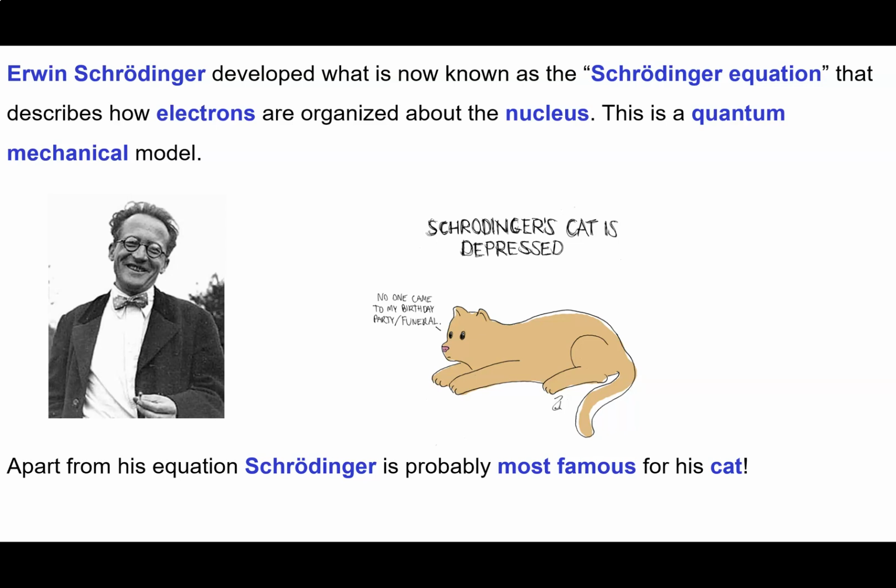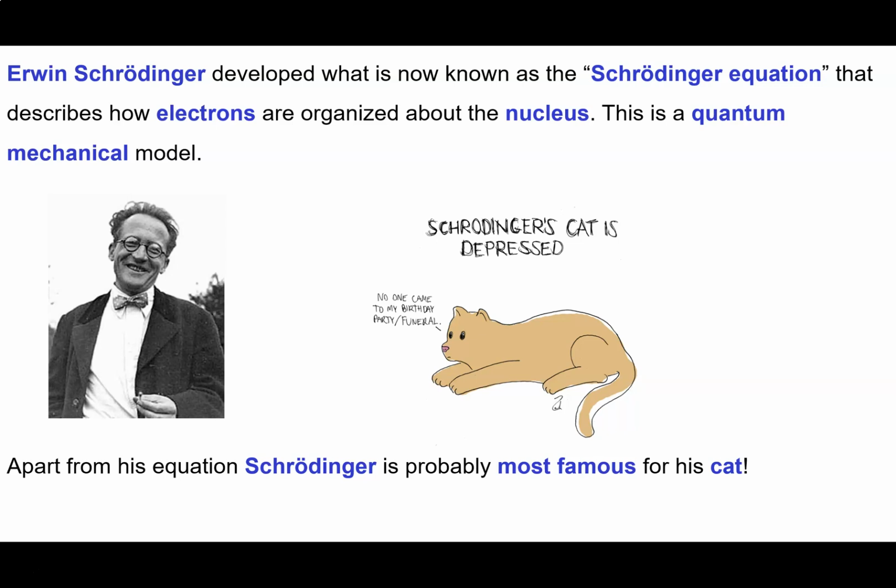And the guy that fixed it was a dude called Erwin Schrodinger. He developed what is now known as the Schrodinger Equation. And this equation has 4 input numbers rather than just the one that Bohr had, and it is able to successfully describe how electrons are organized around the nucleus of all atoms.